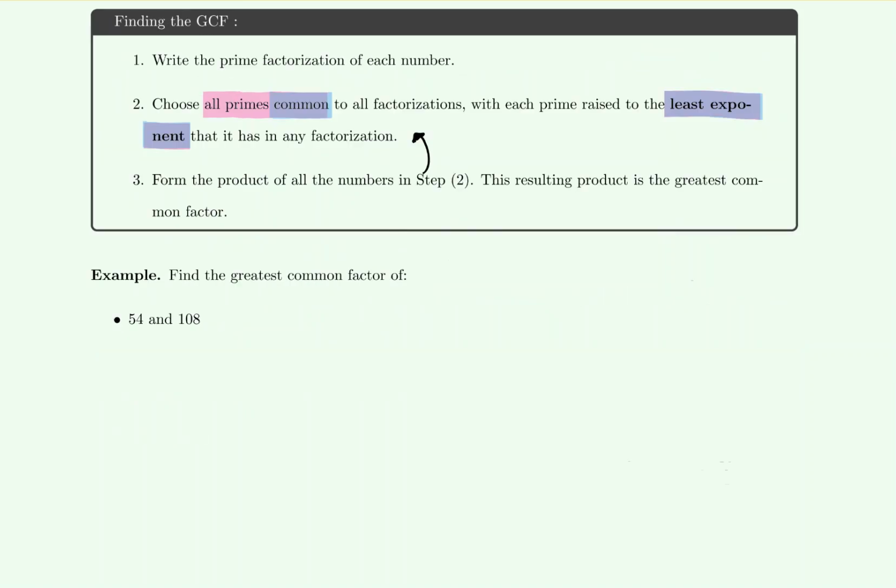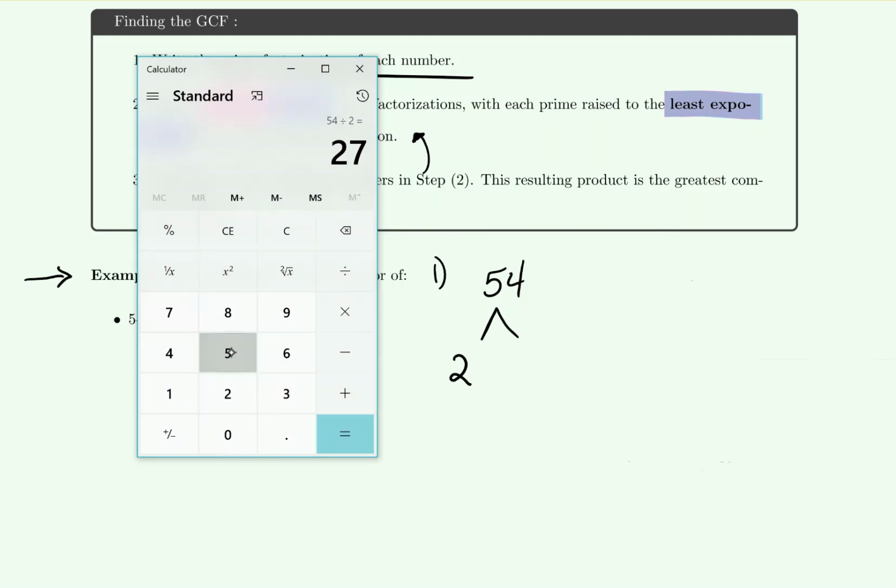So in this example, we will find the greatest common factor of 54 and 108, and we'll follow these 3 steps. For step 1, we are going to find the prime factorization of each number. So separately, I'm going to think about, what is the prime factorization of 54? Now, 54 is an even number, so we know it's divisible by 2. 54 divided by 2 is 27.